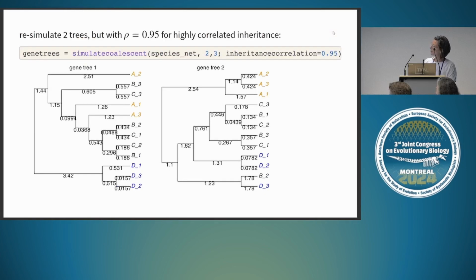This is another example where I'm asking for very strong correlation. And I'm plotting this example because here you see that in some loci, all the B and C individuals, which were below the hybridization, all came sister to lineages from A. So they were all inherited from the same parents. And in other loci, they're also all inherited from the same parent, but a different one. So it's just to illustrate the impact of this correlated inheritance on the gene trees.